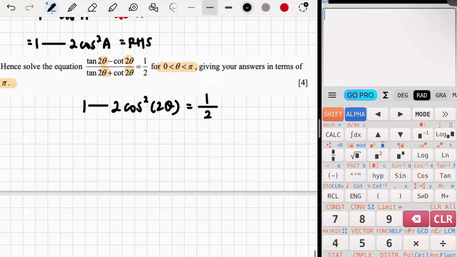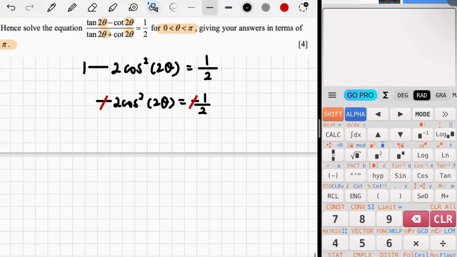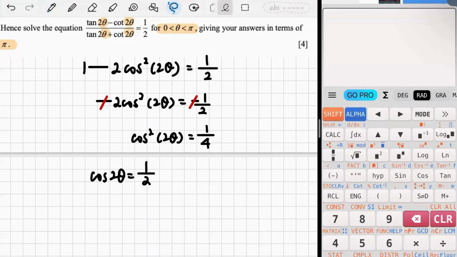Okay, manipulate first. So bring over minus 2 cosine square 2 theta is equals to half minus 1, which is negative half, which allows me to divide by negative 1 on both sides. Okay, then what I have here is cosine square 2 theta, right? So I'll divide by 2, that is half. So from here, I got cosine 2 theta equals to square root 1 quarter and also equals to negative square root 1 quarter. Can you see that?